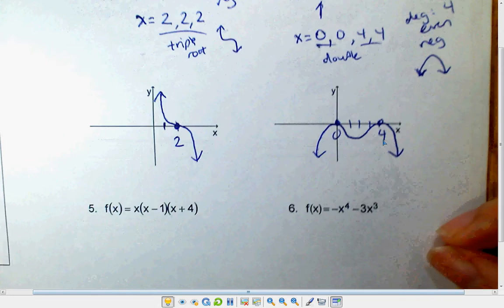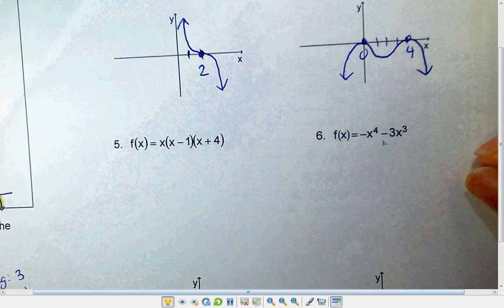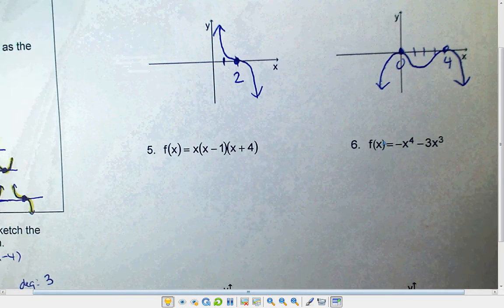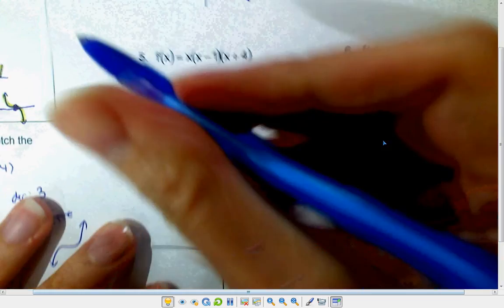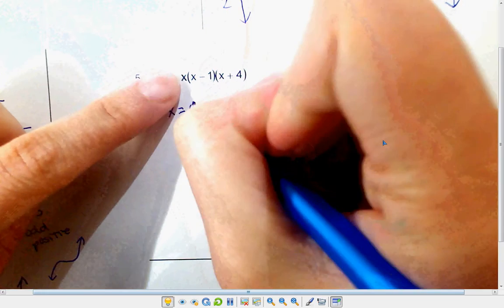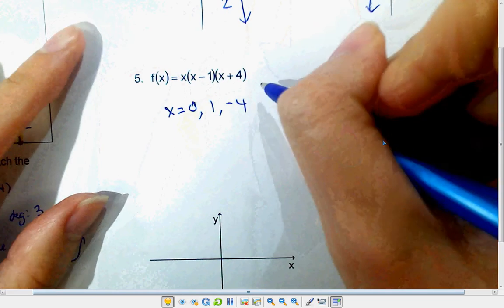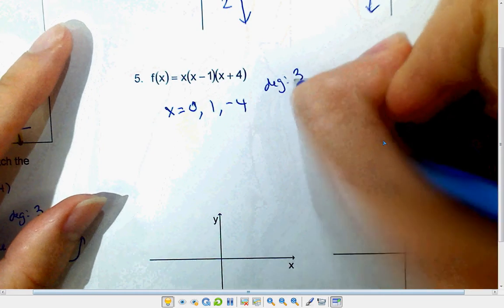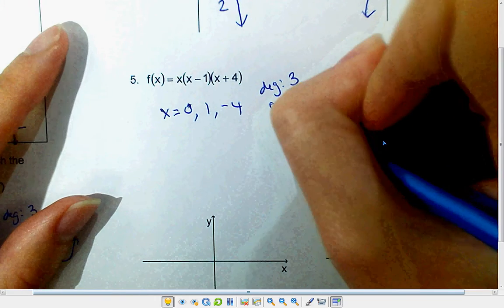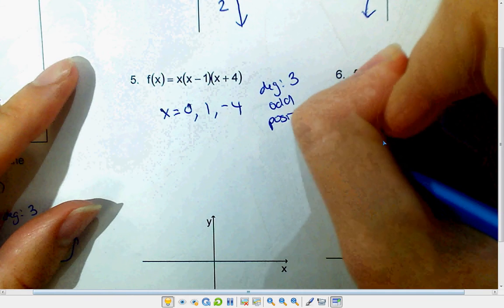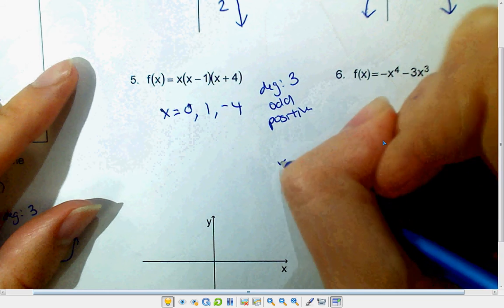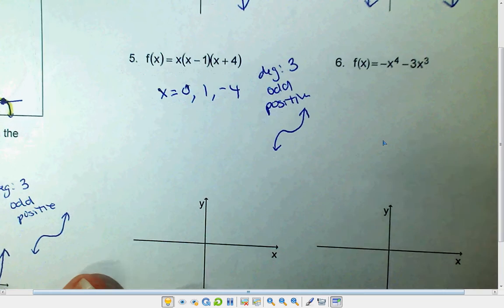Okay, let's look at number 5. Again, let's start off with our roots. We have a 0, a 1, and a negative 4. So this is a degree of 3. It's odd. Anything in front of it? Nope. So it's positive. An odd positive graph is going to look like this.